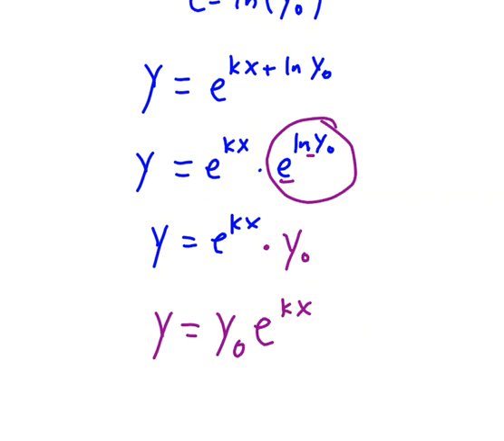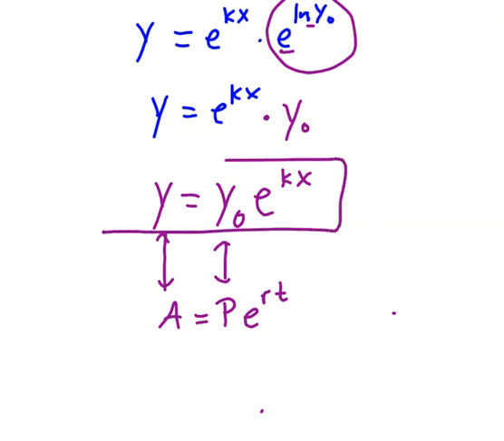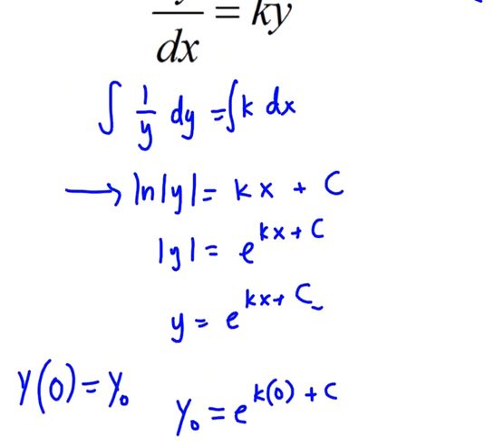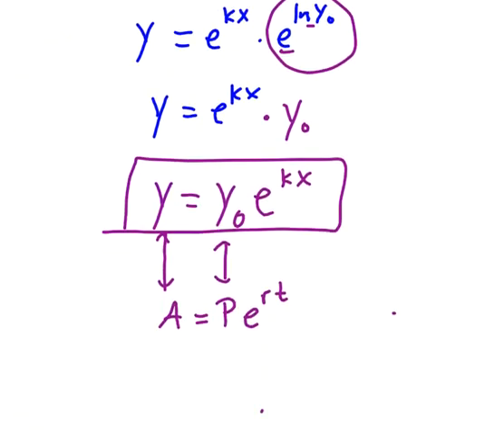Now, that may or may not ring some bells. What if instead of y0, I called it P for principal investment? Instead of calling it k randomly, what if I called it r for rate? It's still a constant. And then t for time. So what I've actually shown is the exact same equation as Pert that you probably memorized in Algebra 2. And that happens anytime that our dy/dx is equal to ky. So, cool, huh?